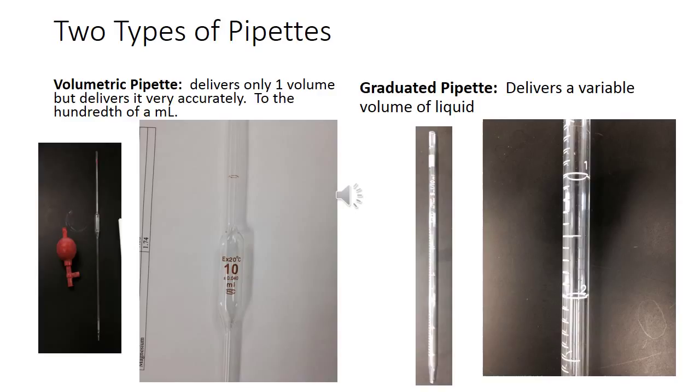That's why people will generally use volumetric pipettes when they know they want to deliver exactly 10 milliliters or exactly 5 milliliters or exactly 20 milliliters. You'd use a graduated pipette more in a scenario where you want to give an odd amount, 3 milliliters, and it doesn't have to be to the hundredths place of a milliliter in terms of precision.